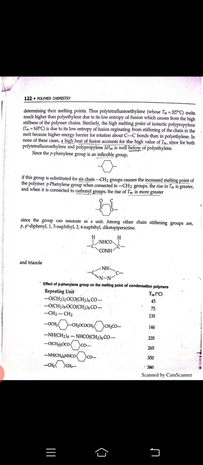If this group is substituted for a chain CH2 group, the melting point of the polymer increases. When the paraphenylene group is connected to a CH2 group, the rise in melting point Tm is greater, and when it is connected to a carbonyl group, the rise in Tm is greater still. Other stiffening groups are para-phenylene diphenyl, 1,5-naphthyl, 2,6-naphthyl, diketopiperazine. This is the structure and this is the triazole.